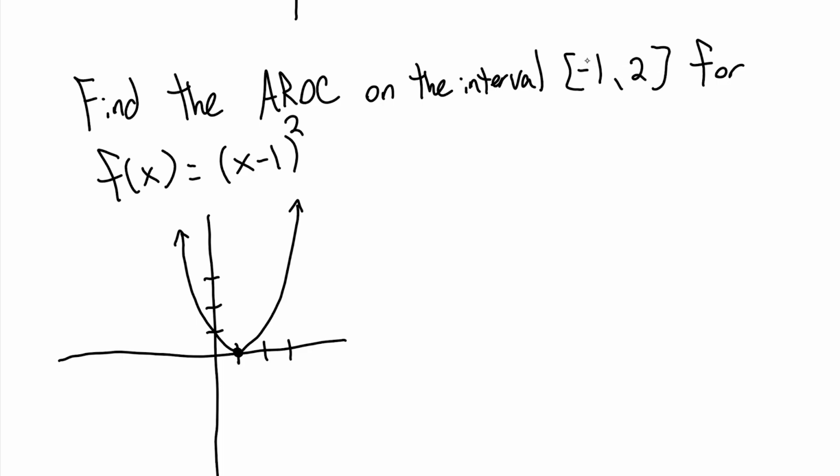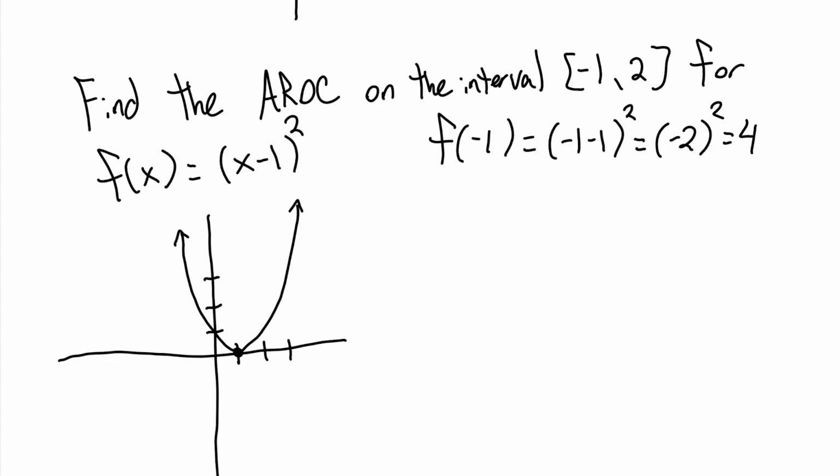We need to know what f of -1 is and what f of 2 is, right? Because this is part of our formula. It's f of x2 minus f of x1, which in this case would be f of 2 minus f of -1. So let's first find f of -1. We're going to plug in -1 for x and evaluate. So we have (-1 minus 1) squared. So (-2) squared, which is 4. Okay. So we have a point at -1, 4.